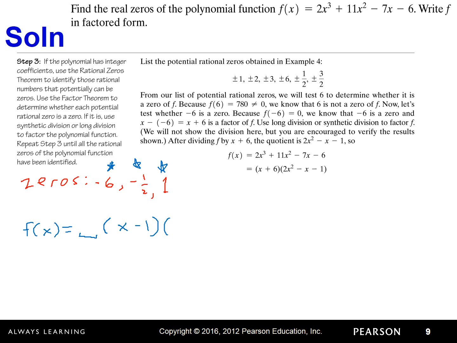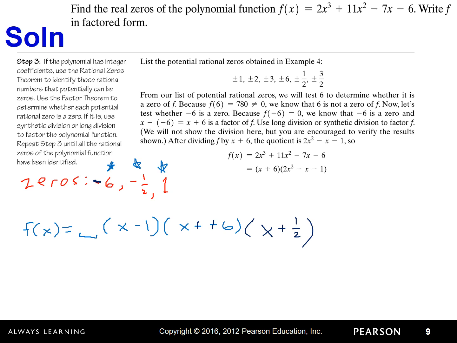If negative 6 is a 0, x minus negative 6 is a factor. That is, x plus 6 is a factor. And so basically we're changing the signs of these numbers over here. And x plus 1/2 is also going to be a factor.